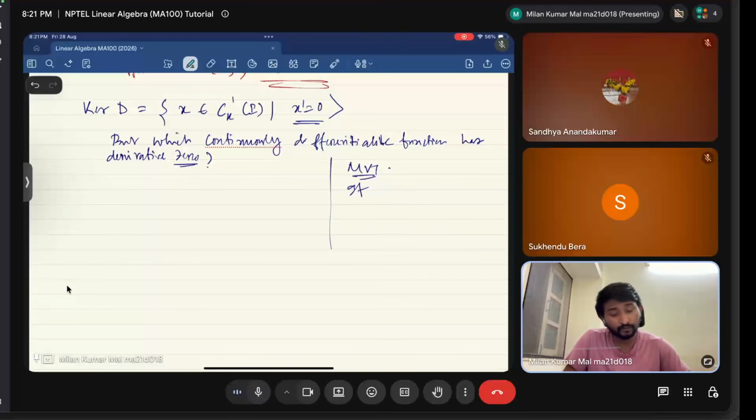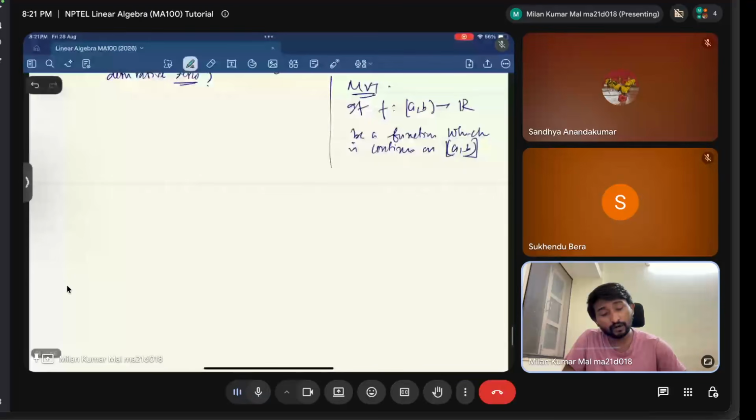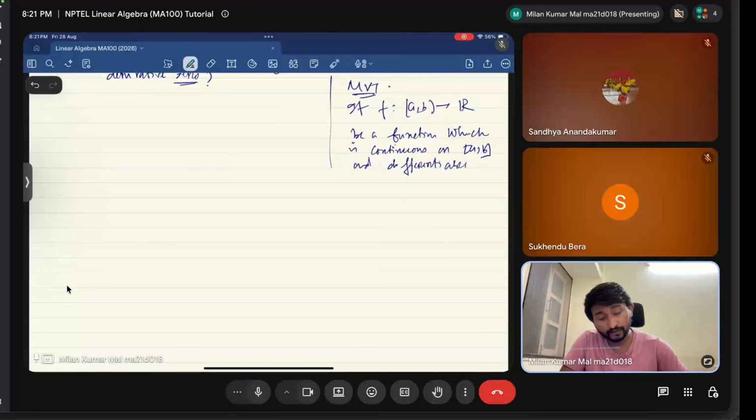If I is an interval, and f from [a, b] to R is a function which is continuous on the closed interval [a, b] and differentiable on the open interval (a, b), then there exists a point c in the open interval (a, b) such that f dash c is equal to f of b minus f of a by b minus a.